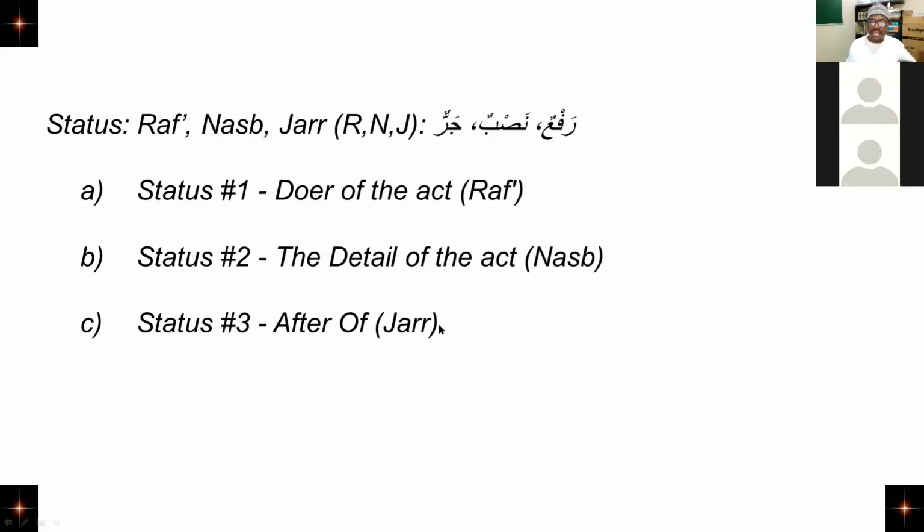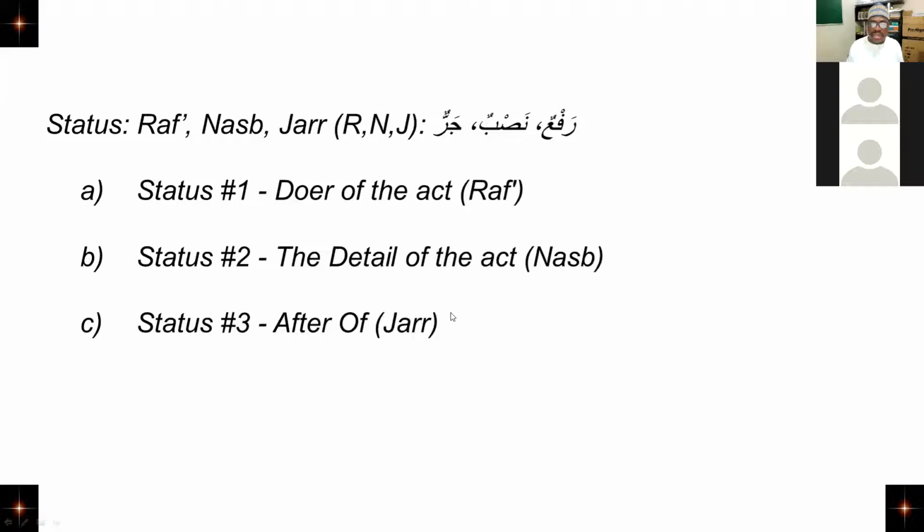The possessor is in jar status. So, Kitabu Muhammadin. You see, the Muhammadin will be in jar status. Why? Because in translation, it will be the book of Muhammad. So any word that comes in that state, any word that comes after "of," is considered in jar status.